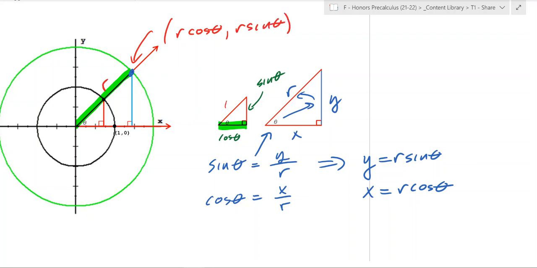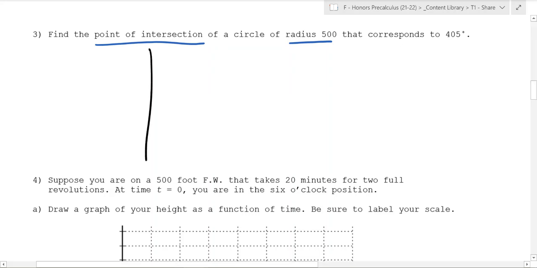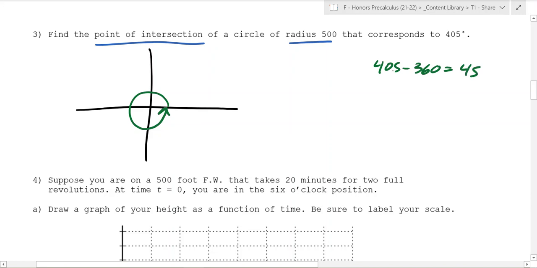R was 1 before in the unit circle. So this says the radius is 500, and find the point of intersection of a circle of radius 500 that corresponds with 405 degrees. Well, it's 360 degrees all the way around. So 405 minus 360 is equal to 45. So this just goes another 45 degrees right here. So it's telling us that this distance right here is 500. So this angle is 45 degrees.